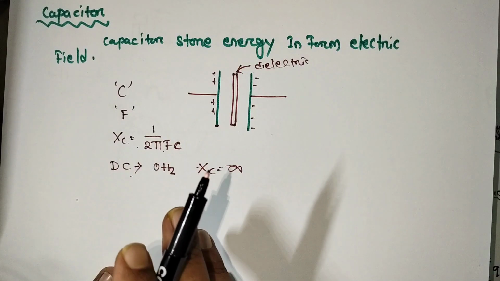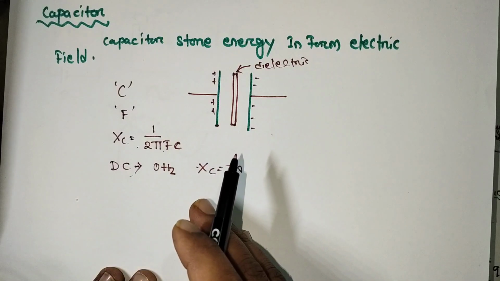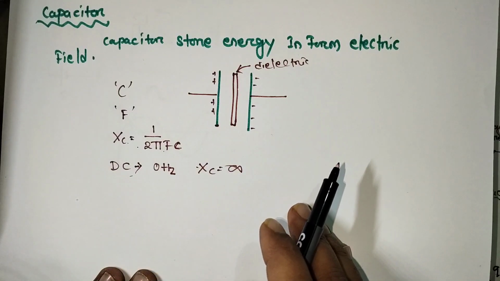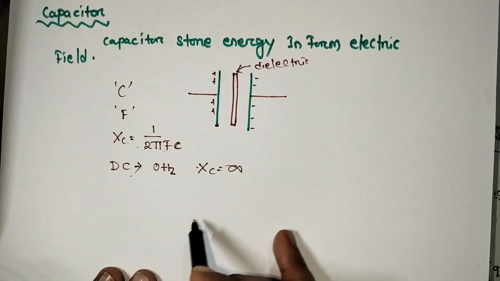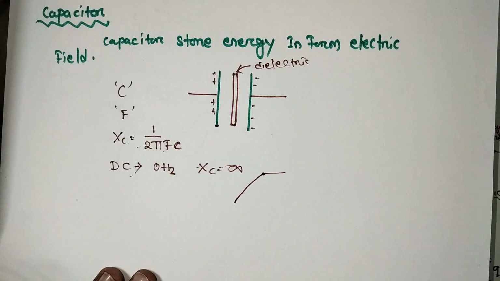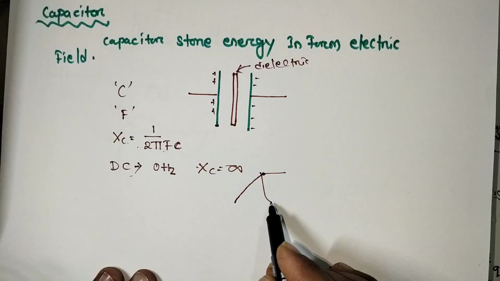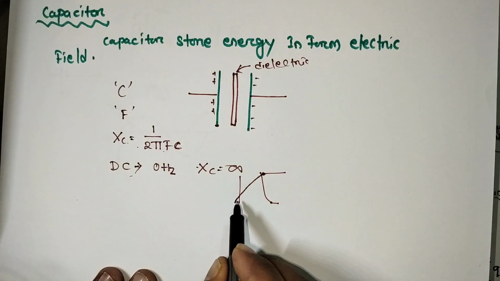Maybe initially it will charge. When it is fully charged and has stored energy, after that it will block. A capacitor can always allow transients, but it does not allow constant values. When the input is changing, initially it will charge, and after that it will block the current.